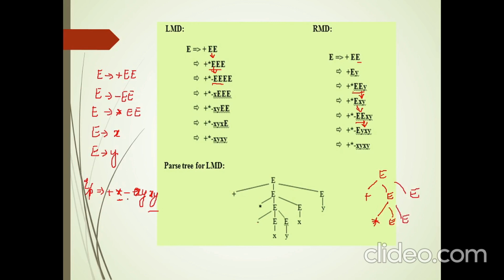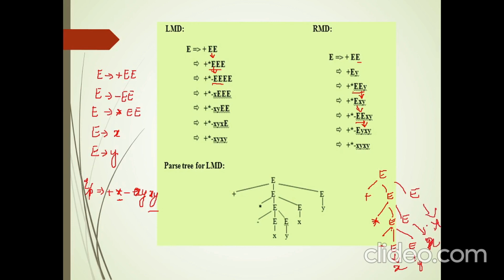Next I want to get minus. The leftmost E, based on the leaf, is this, so this will give me minus E. And the leftmost leaf is now this E. After minus, this E has to give x, and then y. Sorry, this should give you x and then y.